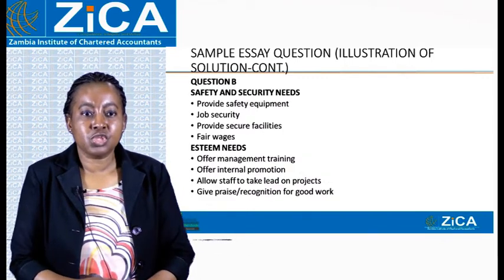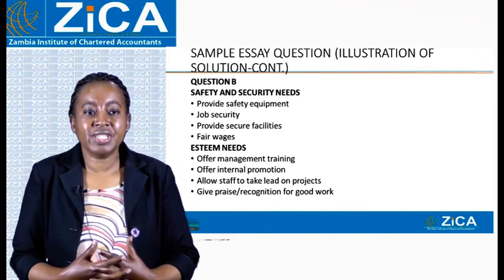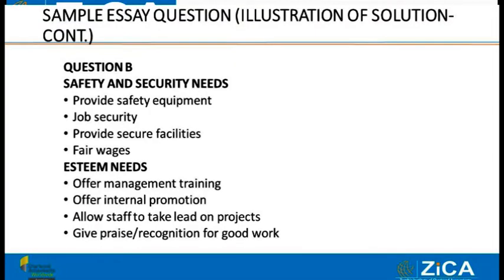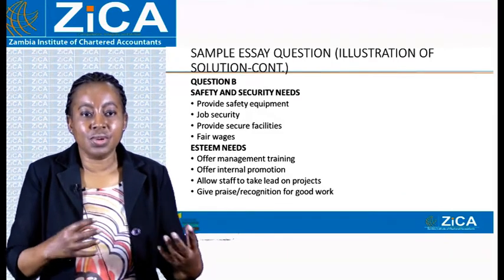The second part was talking about the hierarchy of needs. In terms of safety and security needs, we're talking about a company providing safety equipment, job security, providing secure facilities, fair wages. Again, these are points that you would jot down and later formulate into an essay. How about esteem needs? This is offering management training, offering internal promotion, allowing staff to take lead on projects, giving praise and recognition for good work. Again, after jotting them down, formulate this into an essay.